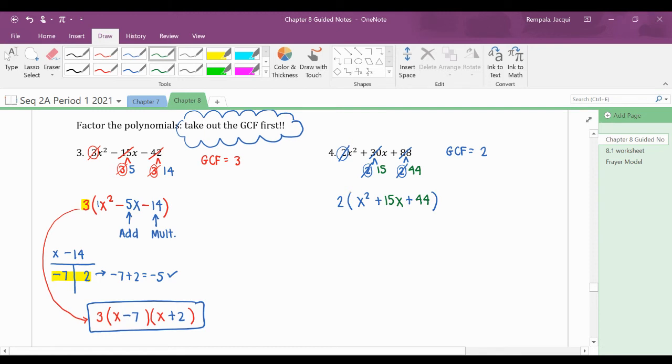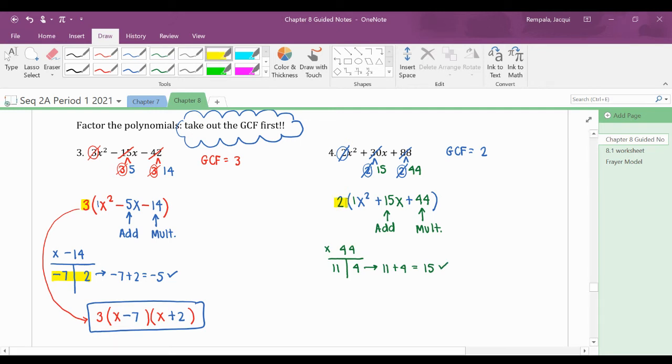So now, because I technically have a 1 in front of that x squared in parentheses, we are asking ourselves what multiplies to the last number but adds to the number in the middle. So I'm going to make a chart to find numbers that multiply to 44. So 11 times 4 multiplies to 44. If I add those two numbers, it will give me the 15 that I'm looking for.